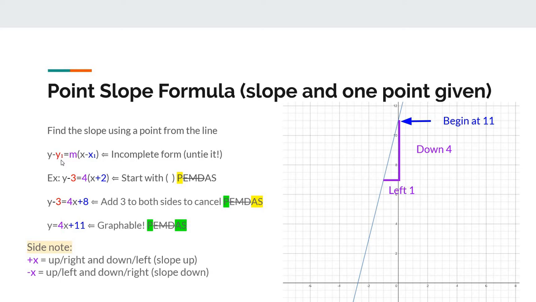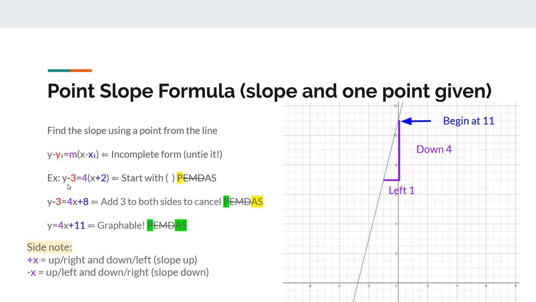So we're dealing with the first y value here, as well as the slope right here. We plug the slope into m, as well as the x value right here. So this is the incomplete form. You're probably going to get an equation very much like this as a practice problem. And here's what I mean by untie it. We need to just plug it in and start with PEMDAS.